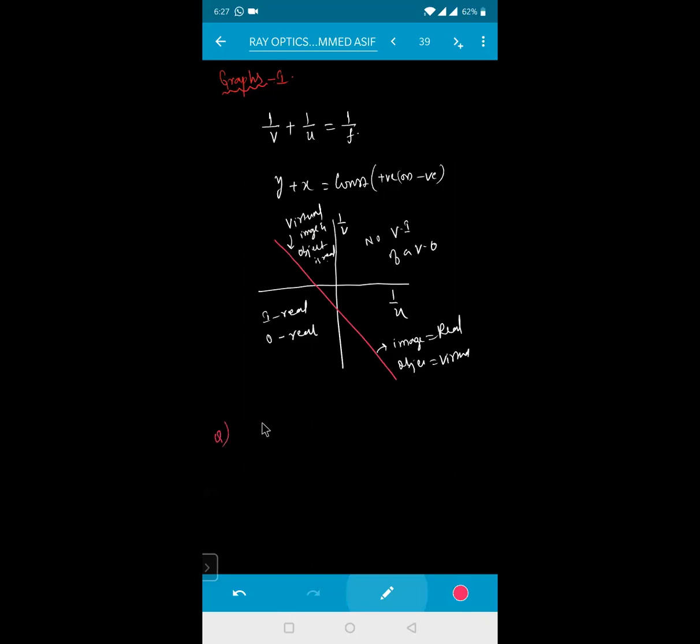Tell me the answer for this question, beta. An object is placed in front of a concave mirror. The image formed is twice in size. Find u, the object distance. Can you try it, beta?